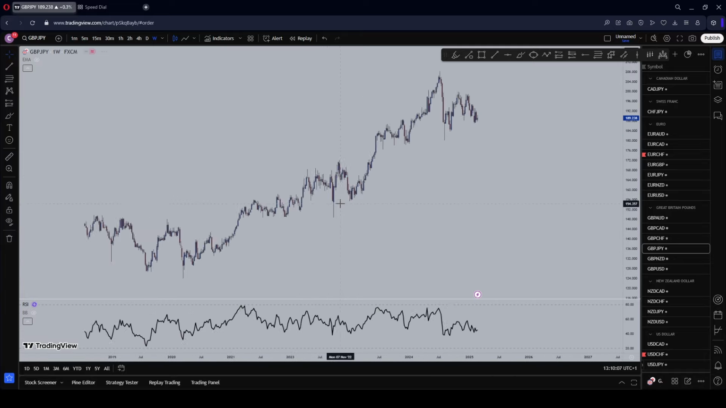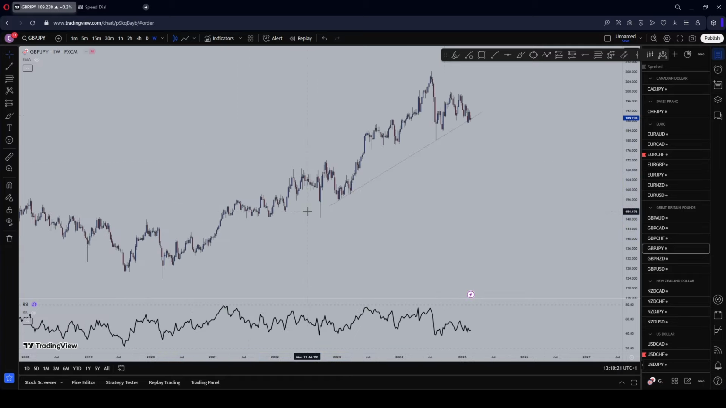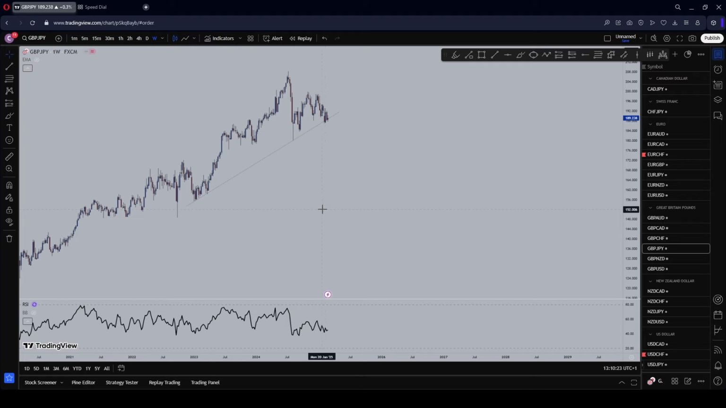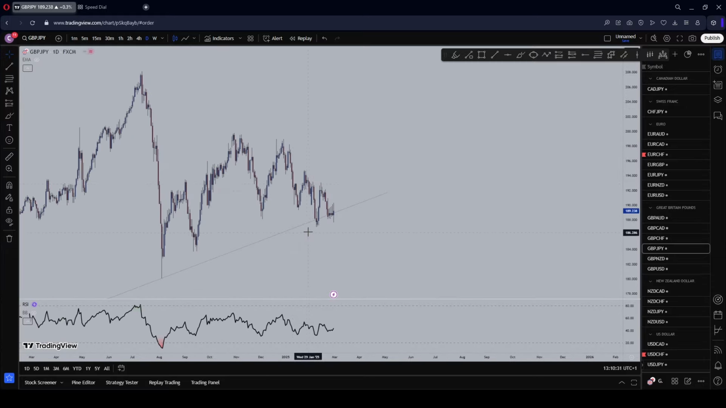Let's go to the weekly. Let's just draw a trend line to see what current market structure is. Okay, so basically price is at a weekly trend line. Interesting. Where is the weekly support? I can't see anything clean here. I'll move on.